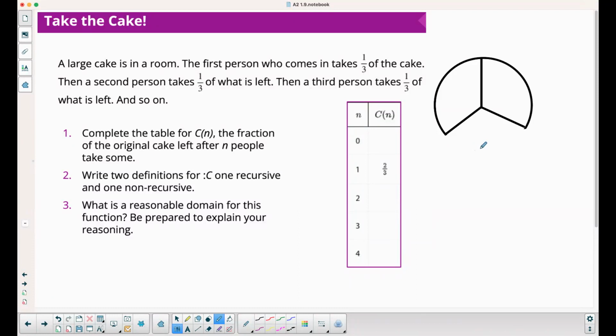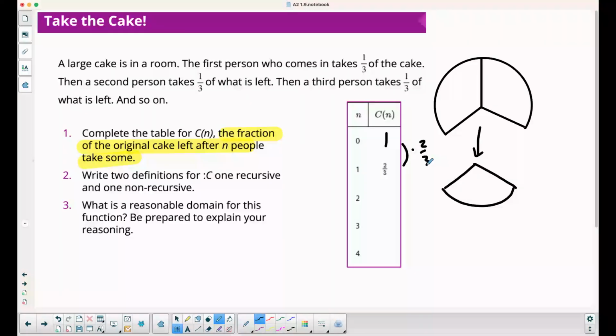Okay, because if you look here, C of n is the fraction of the original cake left after n people take some. It's not how much they've taken. So go over to our table here. If no one's taken any cake, we have a whole cake. We have one full cake. Now, after one person has taken that slice right here, that person took, okay, we have 2/3 remaining. So how did I get there? Well, I times by 2/3.